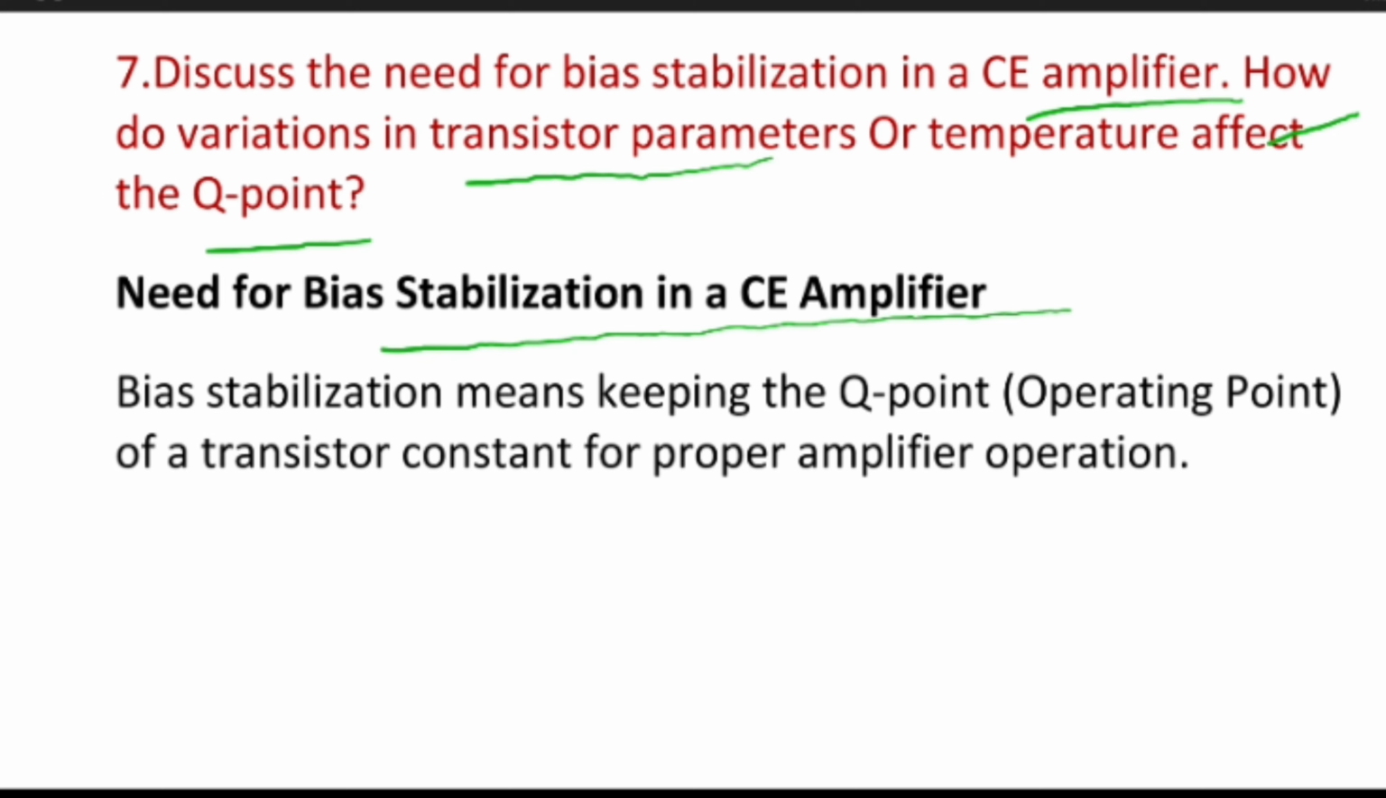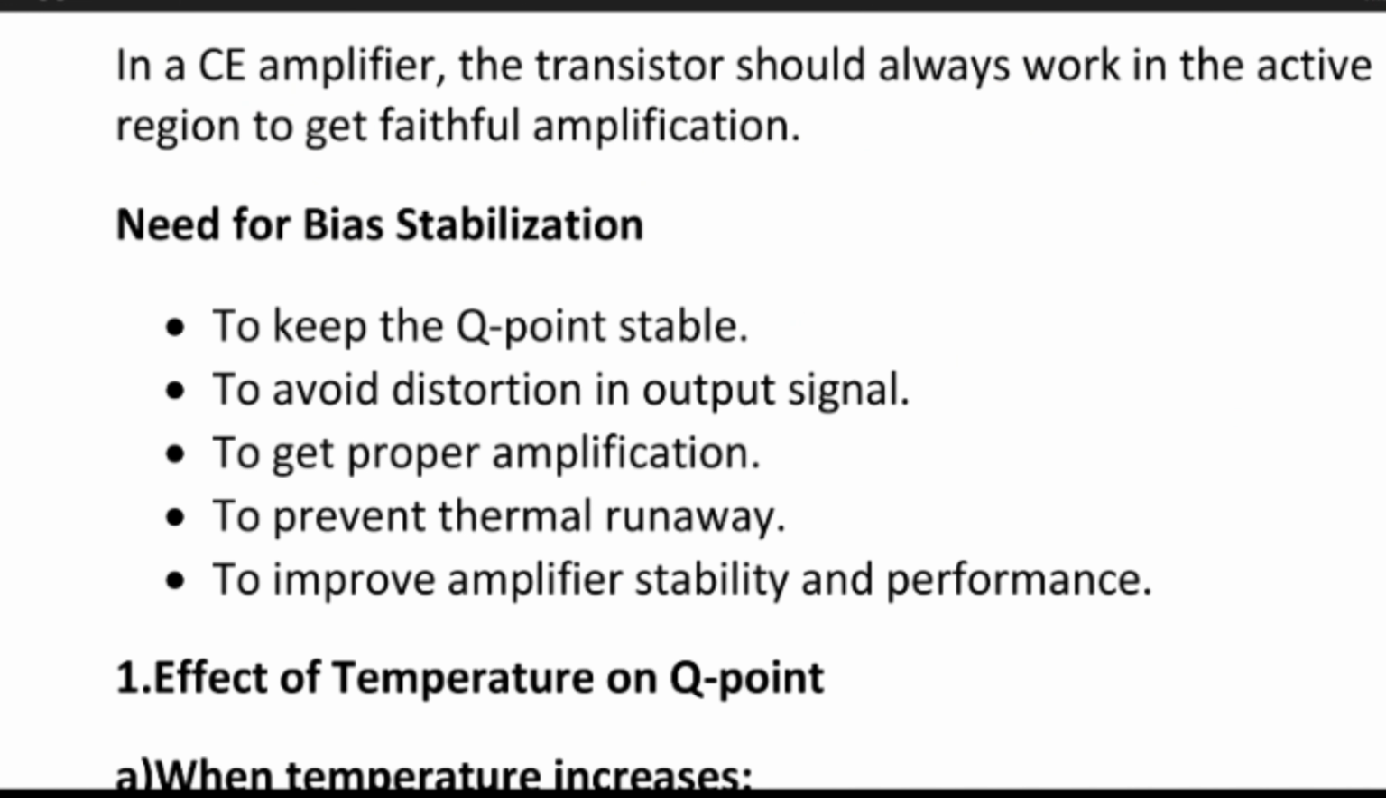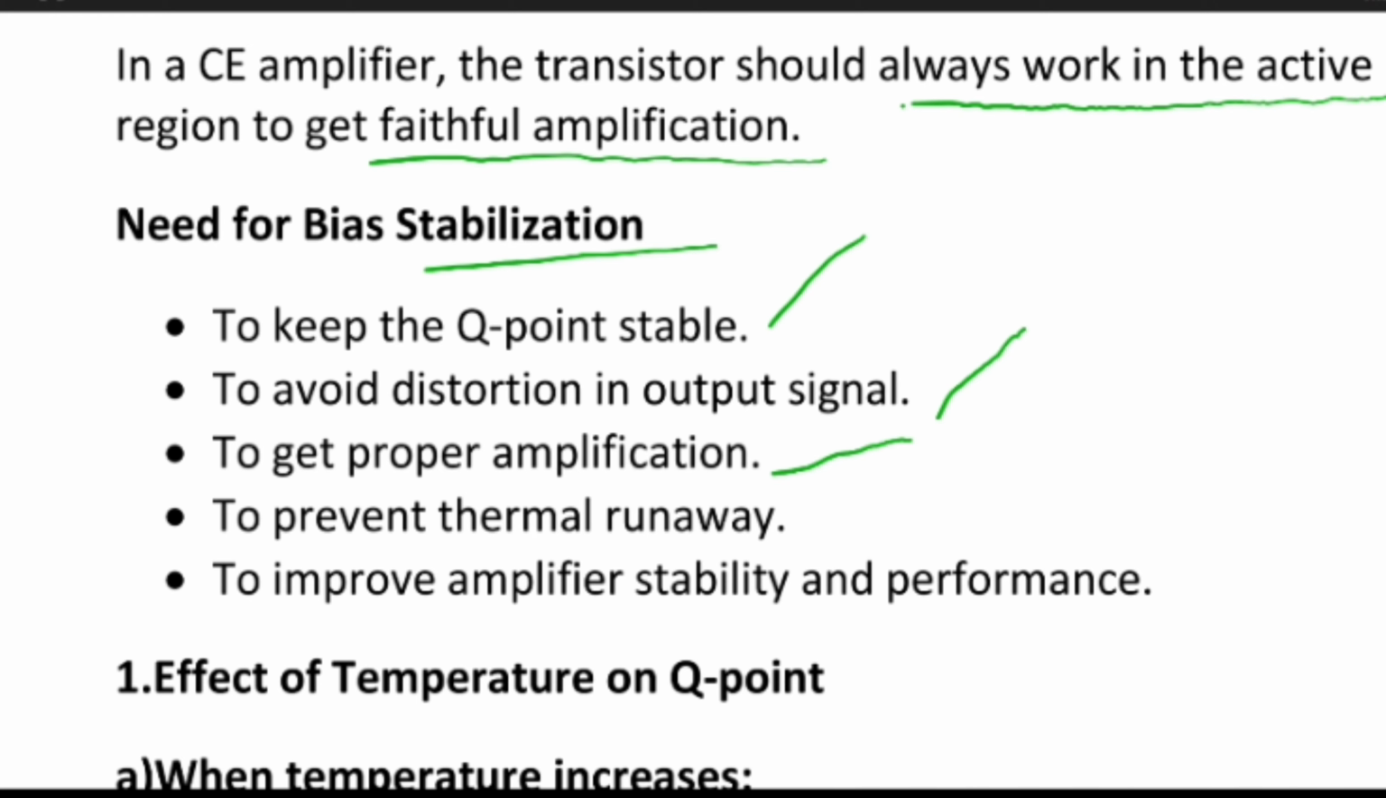Bias stabilization means keeping the Q point, or operating point, in the transistor constant. For proper amplification, we have to keep this constant in the transistor. In a CE amplifier, the transistor should always work in the active region to get faithful amplification. The need for bias stabilization is to keep the Q point stable, to avoid deterioration in output signals, to get proper amplification, to prevent thermal runaway, and to improve the amplifier's stability and performance.